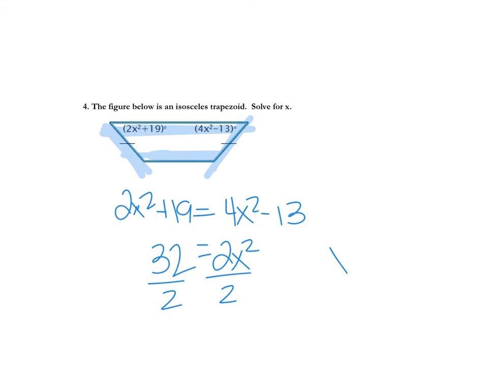Divide by 2. So x squared equals 16. And then what do we have to remember with square roots? Plus or minus. And we do include the minus one on this one because if I plug it back in, it's going to square it and make it positive.